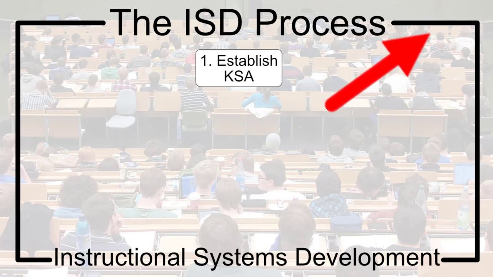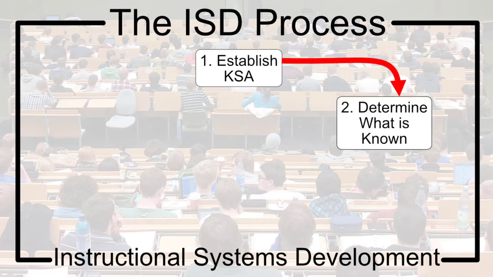Knowledges, skills, and attitudes are the three areas of learning that you need to define at the beginning of an ISD process so that you will have a specific level of learning in each of these that is a goal for each person who takes this course of education to achieve by the end of this course. But establishing those isn't enough. Step number two, you need to figure out what your learners already know, because you don't need to teach them what they already know. For example, if you're teaching a course in advanced calculus, you do not need to teach basic level addition, subtraction, multiplication, and division.